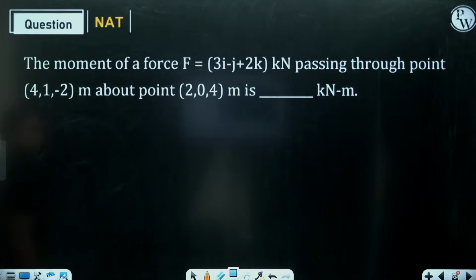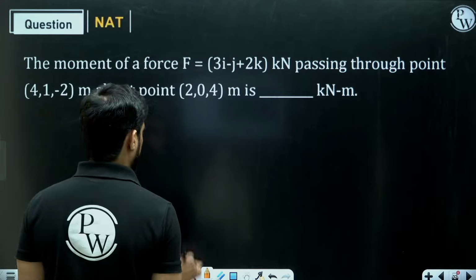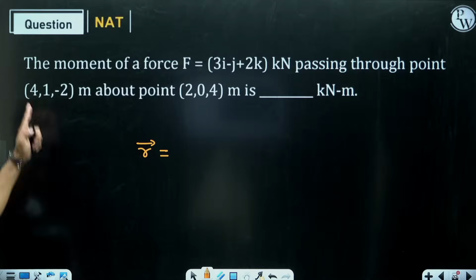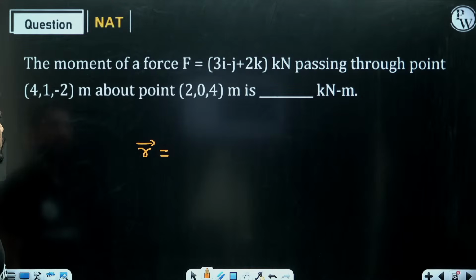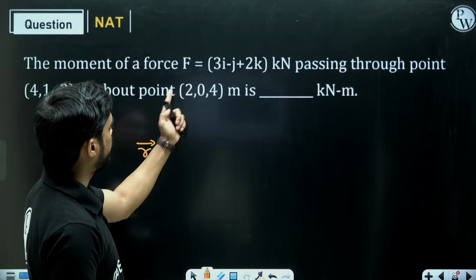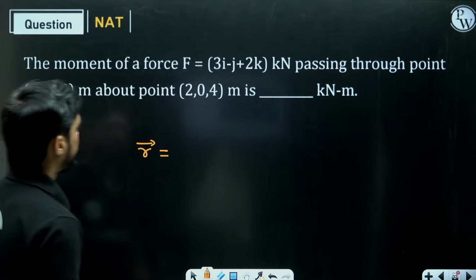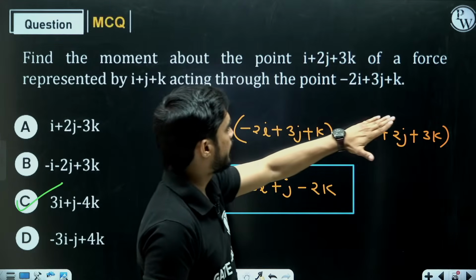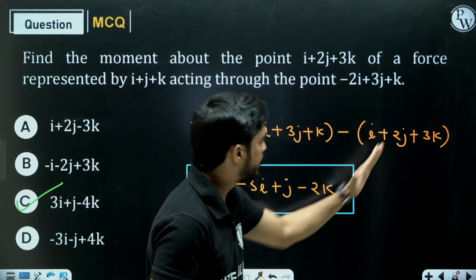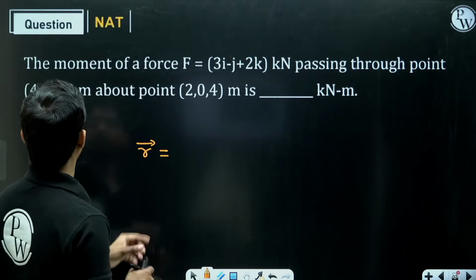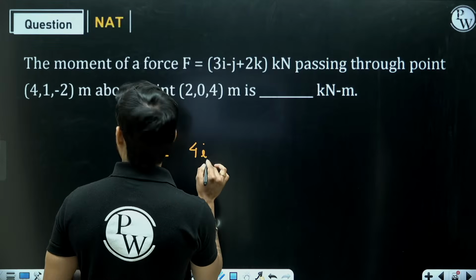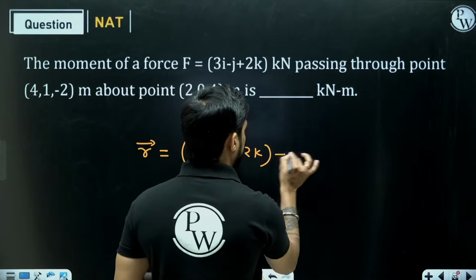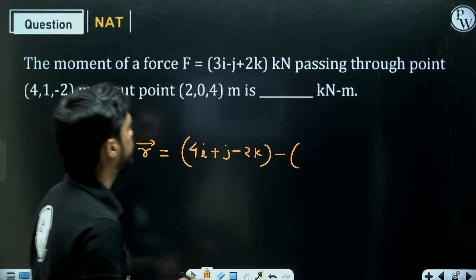First we find the position vector. So how to find the position vector, beta? It is passing through which point? (4, 1, -2), right? And we need to calculate the moment about which point? (2, 0, 4), right? So see what we need to do. It was passing through this point and we need to calculate the moment at this point. So this minus this. So I will write it 4i plus j minus 2k minus, we need to calculate the moment at this point, 2i plus 4k.